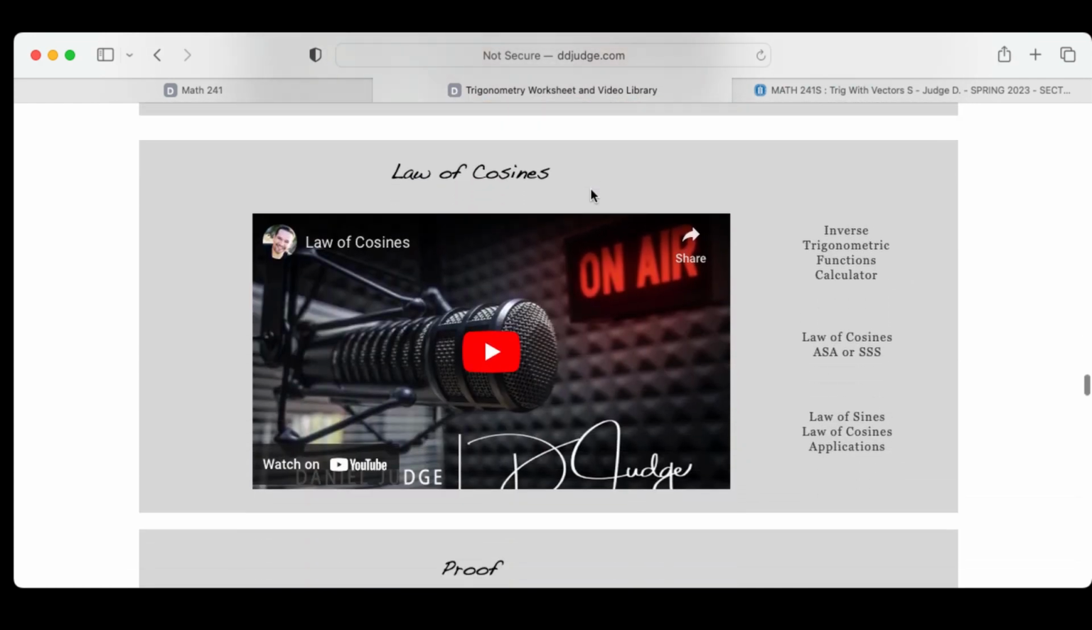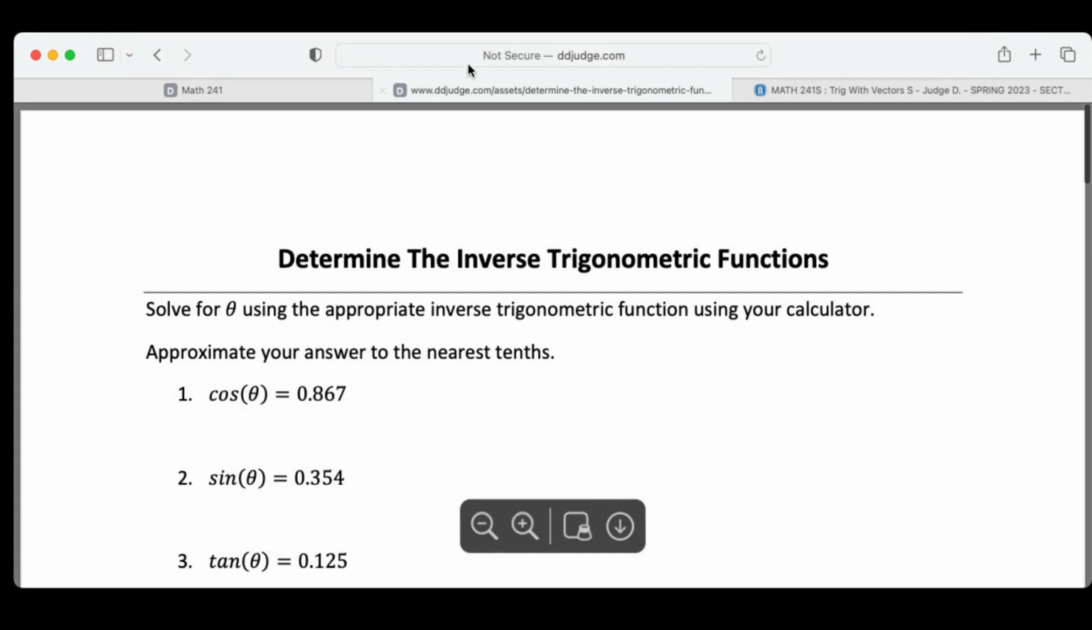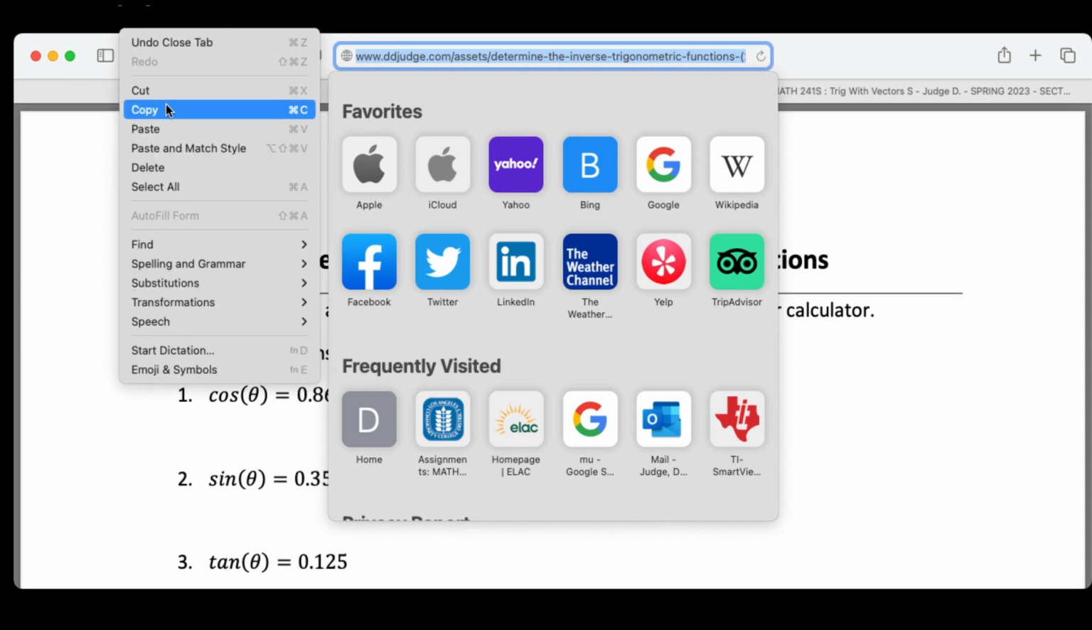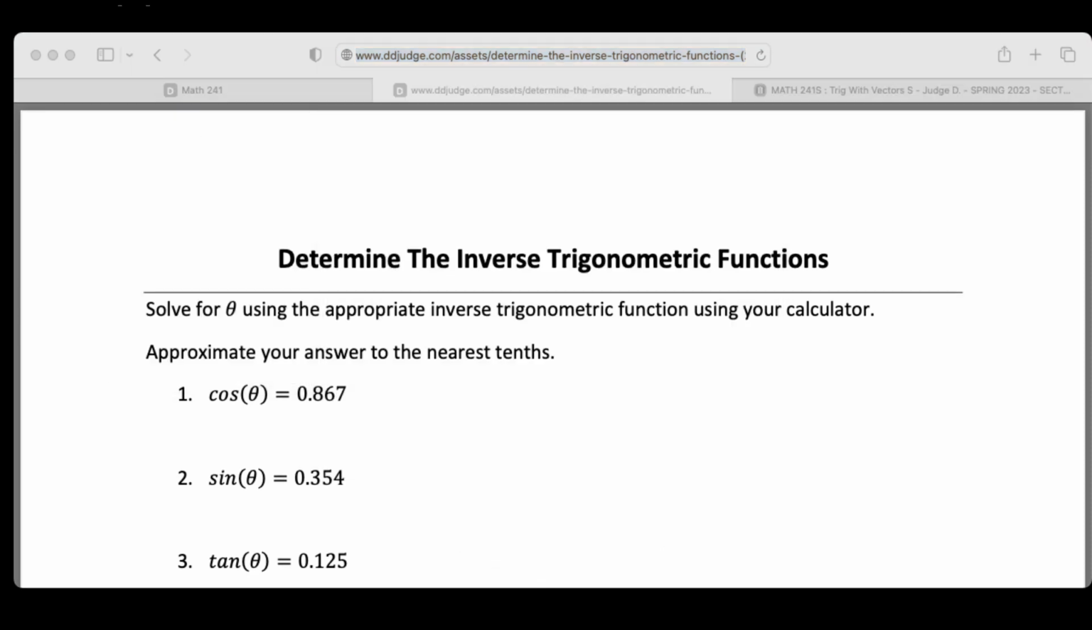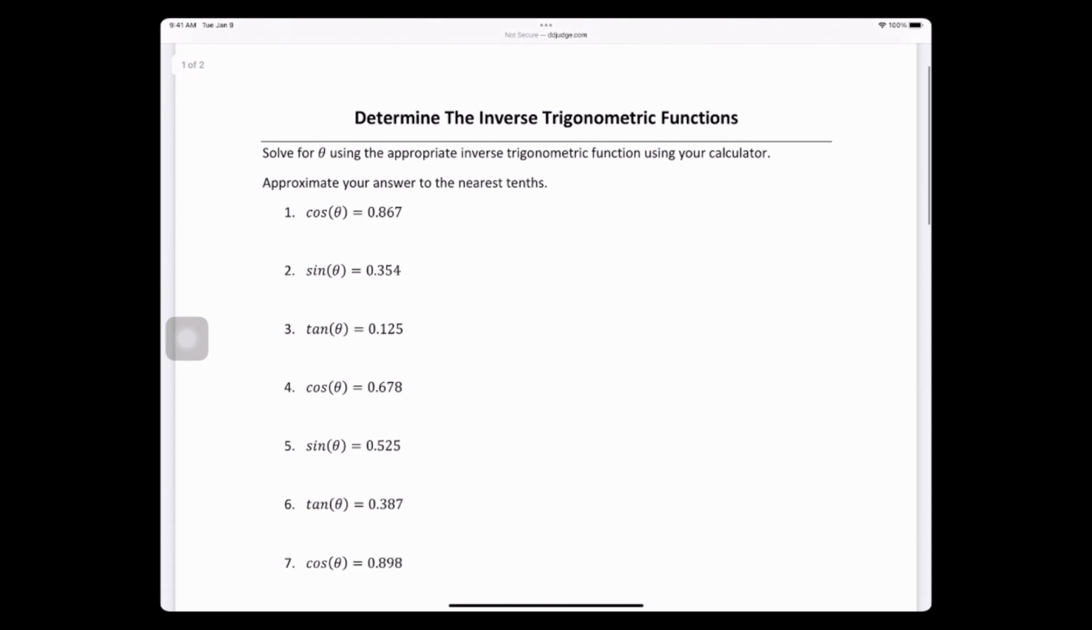There we go. Under log cosines, I did a general worksheet here for you guys. I'll put that in the comment section for those people. And now I'm going to go over to the iPad. We're going to warm up, ladies and gentlemen, on using that TI calculator, because again, there's going to be people that can't use their calculator.